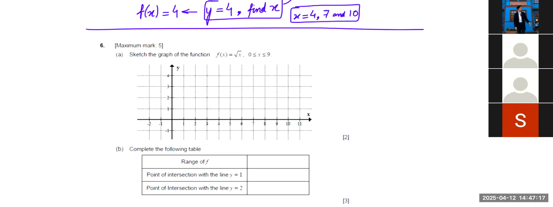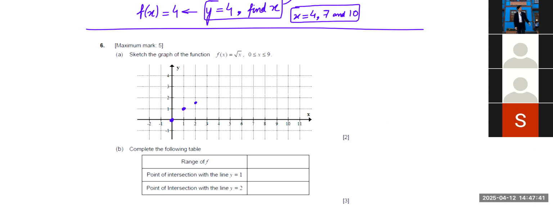So the first part says sketch this function, okay? Now, of course, you can do it on your calculator, but it's actually pretty easy to just find a bunch of values of x and plot them. So when x is 0, y is 0. When x is 1, y is 1. When x is 2, y will be square root of 2, right? Because f of x is equal to square root of x. So square root of 2 is going to be, I don't even know, somewhere here.